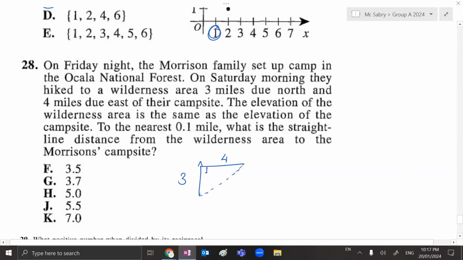If you memorized the special triangles, the most repeated numbers, 3, 4, 5 is one of them. So definitely it's 5. If you don't remember them, it's still the Pythagorean theorem, so you can just do 3 squared plus 4 squared under the root, and it will get you to the same answer.